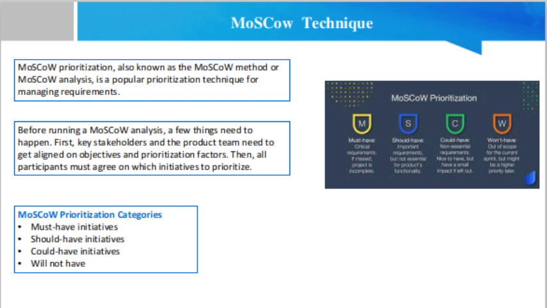The must-have category requires the team to complete a mandatory task. If you are unsure about whether something belongs in this category, ask: if the product wouldn't work without an initiative, or the release becomes useless without it, the initiative is most likely a must-have.